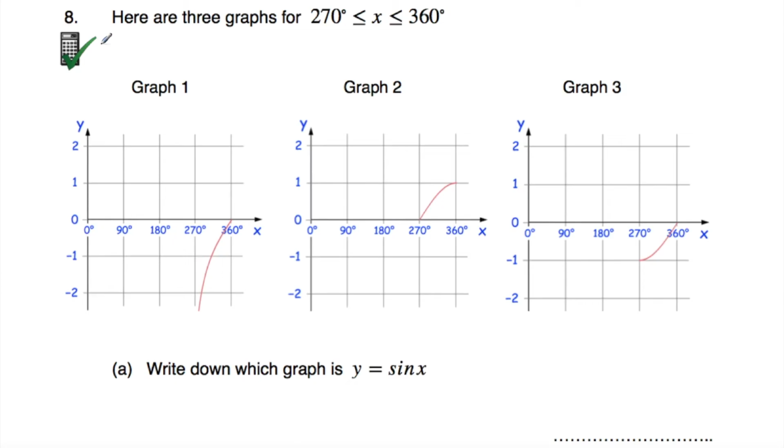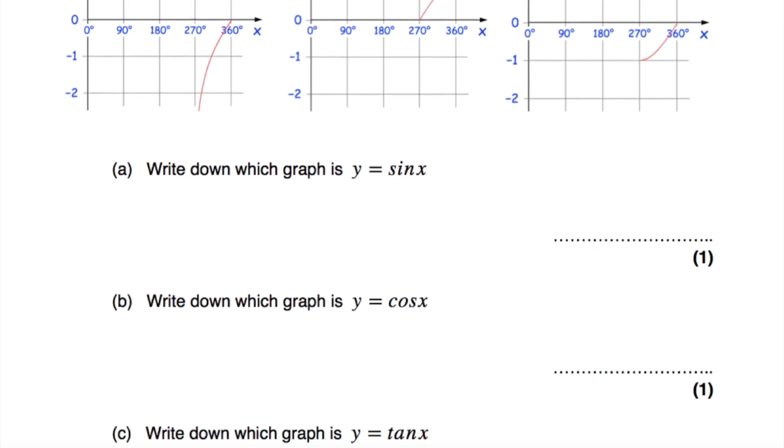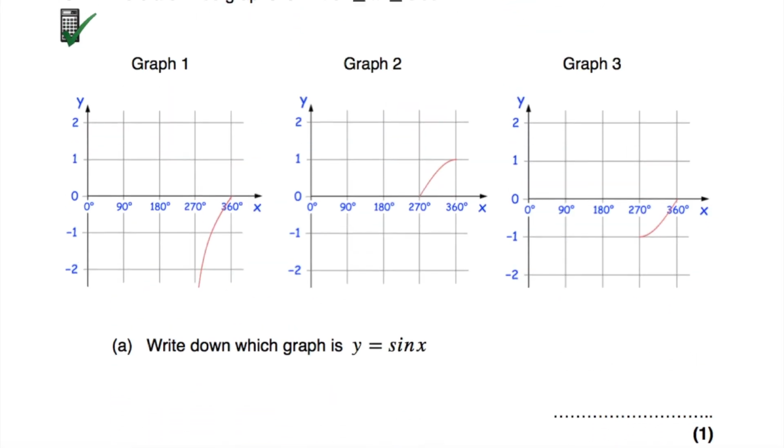Okay, let's have a look at our next question, question number 8. We've been given three graphs, graph 1, graph 2 and graph 3, for values of x between 270 degrees and 360 degrees. So here are our three graphs. You can see that little section of the graphs being drawn for each of them. Part A says which one's the sine graph, part B says which one's the cos graph, and part C says which one's the tan graph.